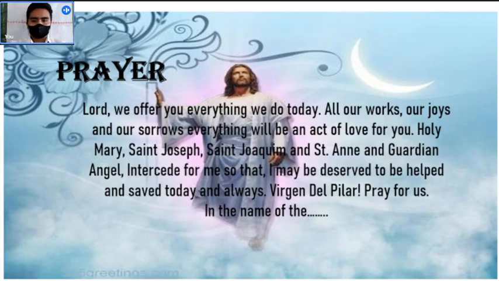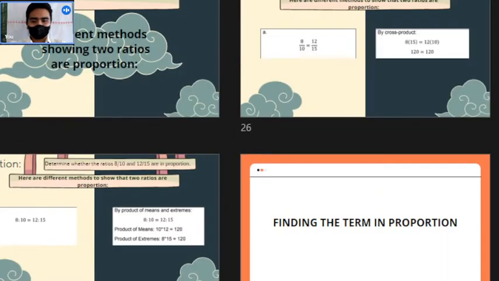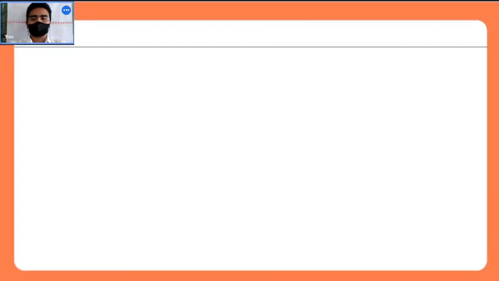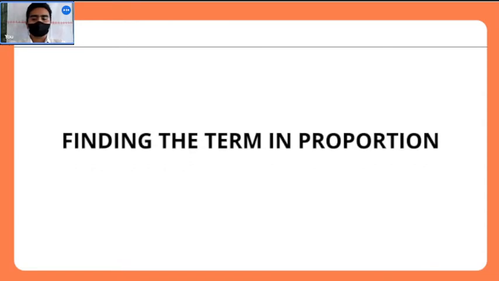Alright, so as I said a while ago, this will be a session wherein we'll be recording this lesson on finding the missing term in the proportion. Okay? Finding the missing term in proportion. Among this class, do you have any idea, if there is a missing term, how are we going to find that one? None? Alright, so here's what we could have.